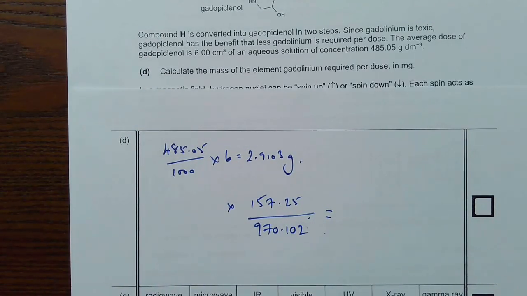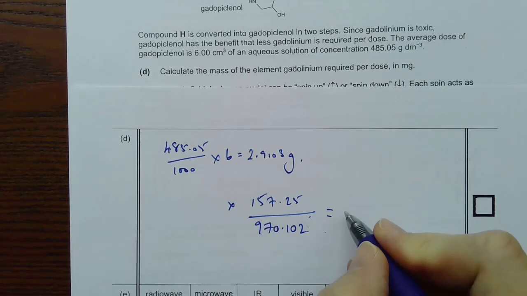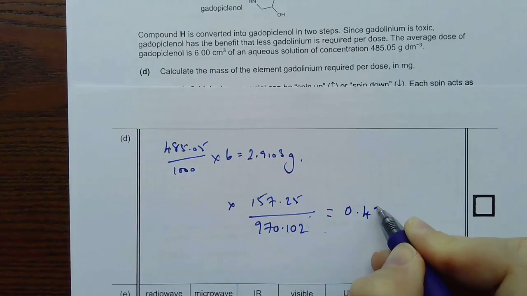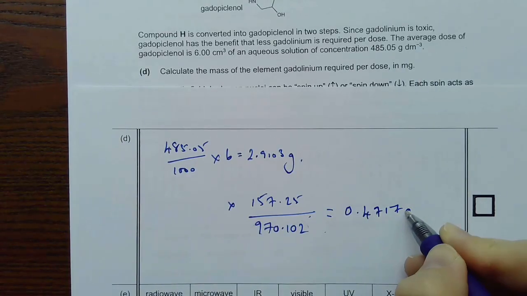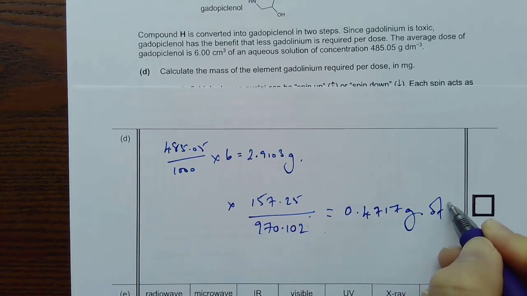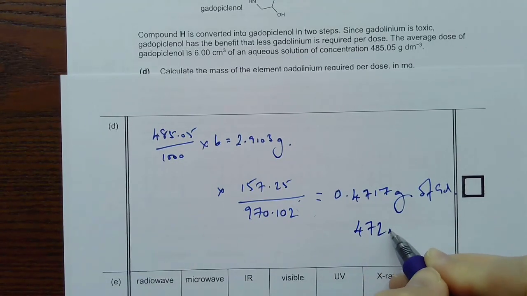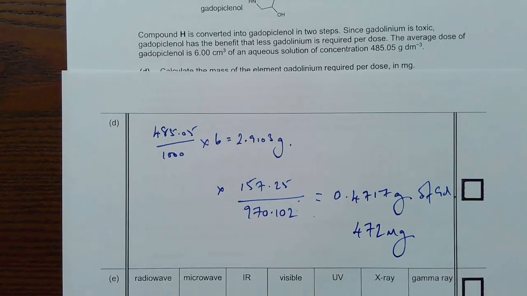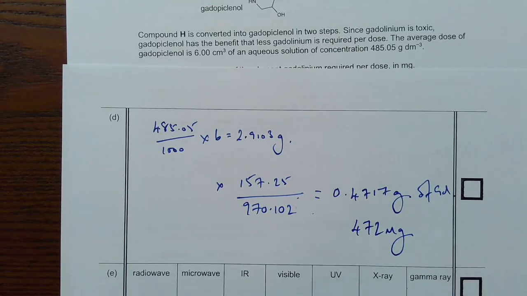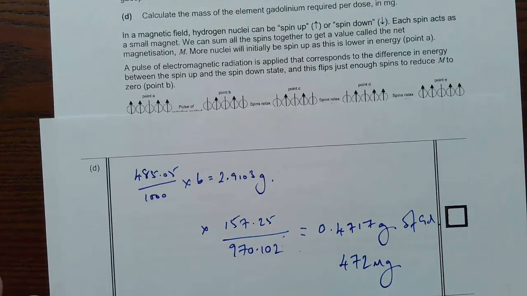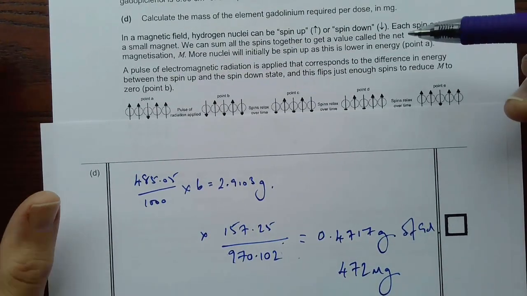I get a calculator error. 2.9103 times 157.25 divided by 970.102, I get 0.4717 grams of gadolinium. But I'm asked to do it in milligrams, so that's 472 milligrams. There is probably another way of doing it. I think the mark scheme, when I checked, did it a slightly different way, but that's the way that makes most sense for me.